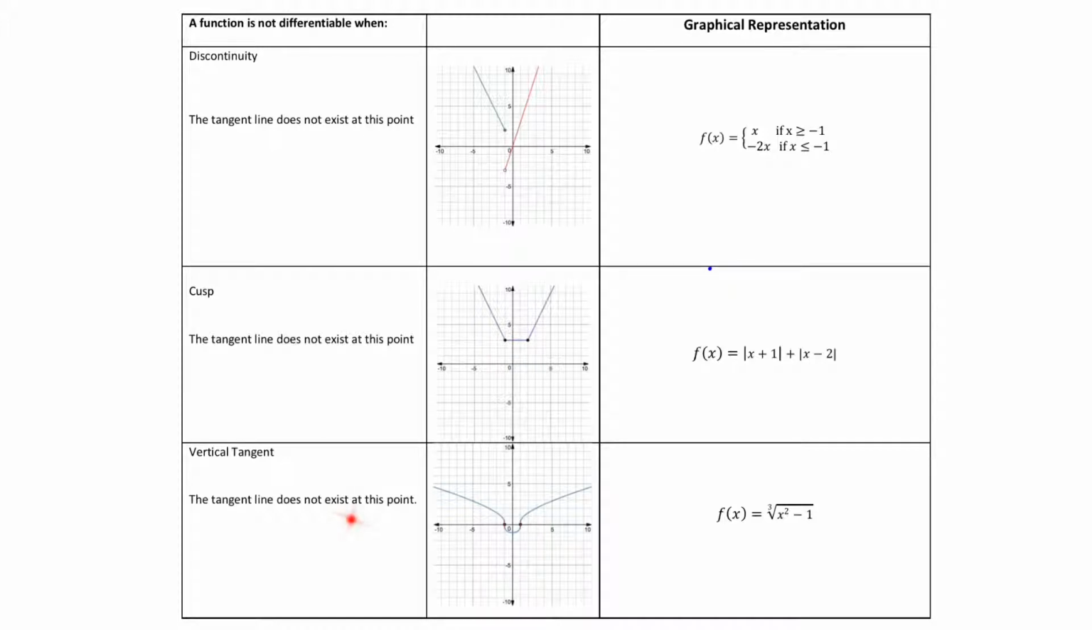If the tangent line is vertical at a point, the derivative does not exist.